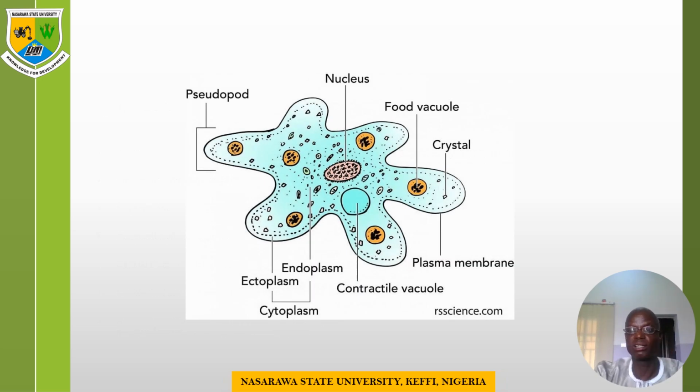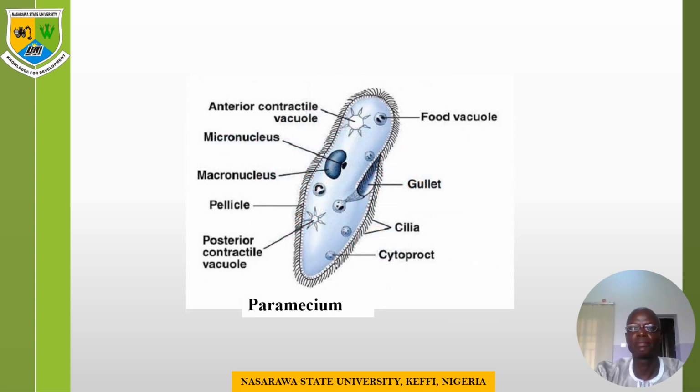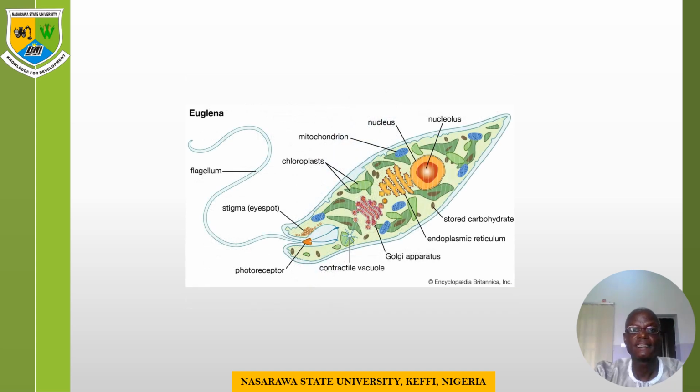This is one of the organisms, that is the amoeba, under the class. We also have Paramecium. This serves as a guide. You know how they look and the structures associated with these organisms. This is Euglena. The structure is there. Take time to note some of these parts.